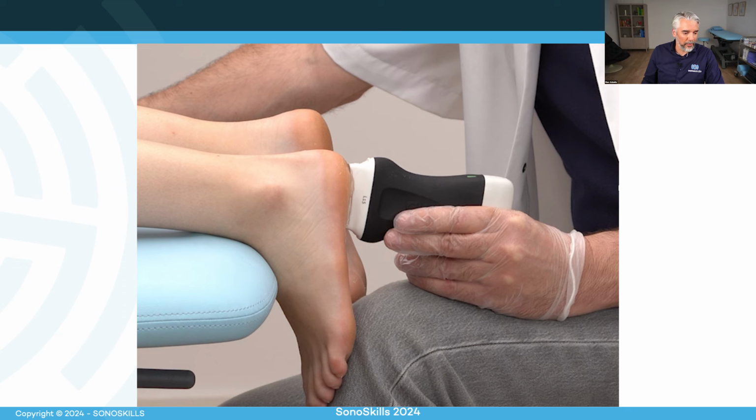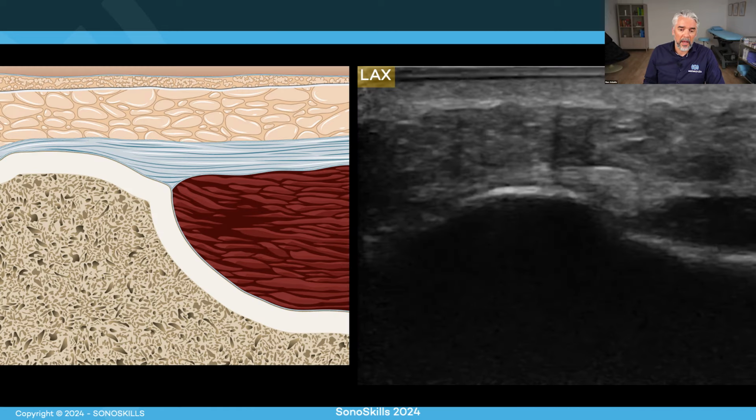So we are going to place the transducer on the heel, as you can see, in a longitudinal plane. Please observe my knee, which holds the foot into a dorsiflexion, and with this dorsiflexion the plantar fascia comes on a stretch, and with this stretch it's better to visualize.